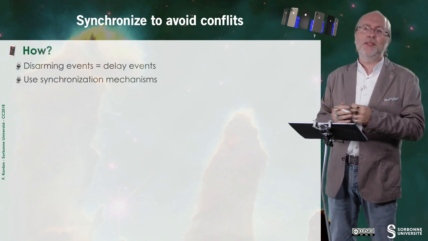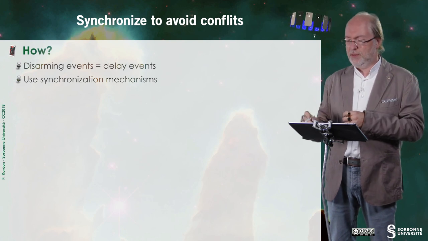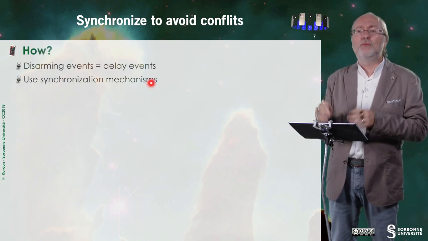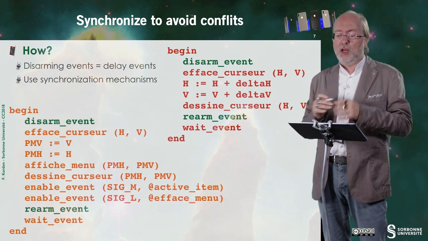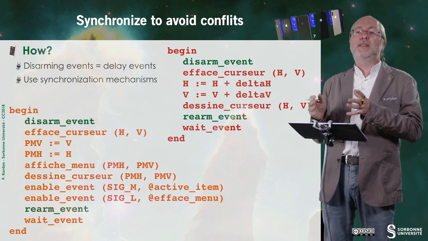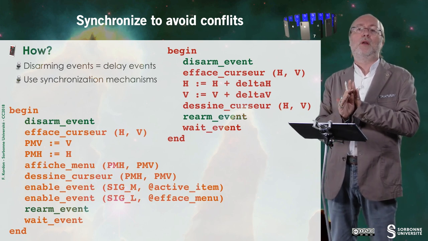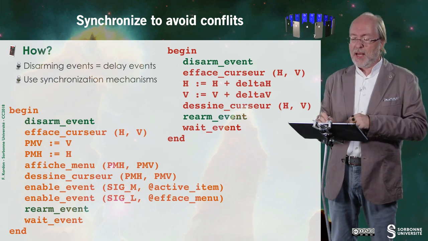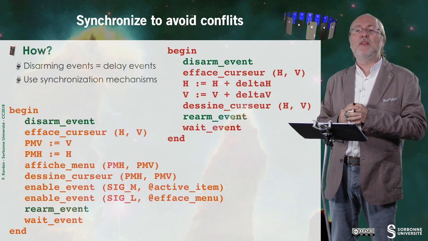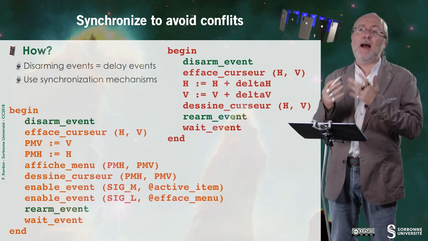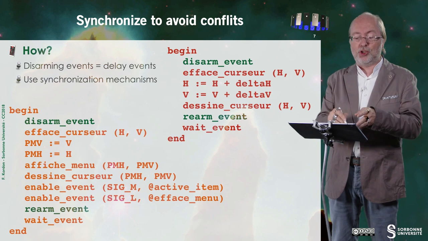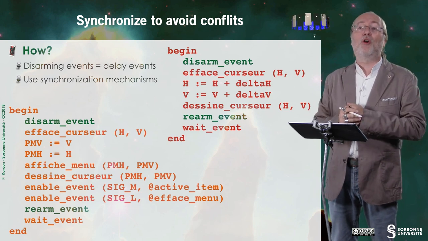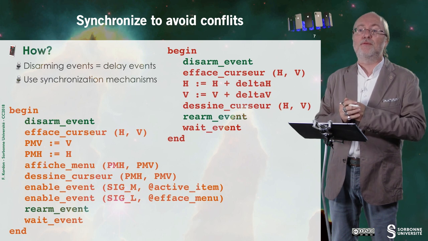There is another way to do it, which is to use synchronization mechanisms. Basically, we will use the second mechanism more with iOS than the first one. So just have a quick look. You have here these two new instructions: disarm event, that will just stop the appearance of the event, and before leaving the way to the operating system, I can rearm the event. And here I do the same, so that there will not be any interleaving possible between the instructions of this handler and the instructions of this other handler. So it's safe.